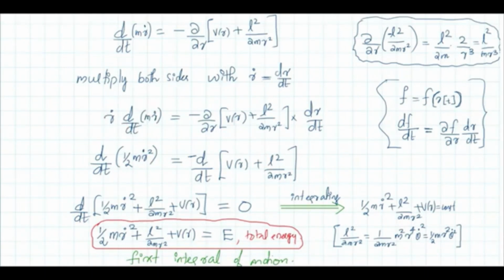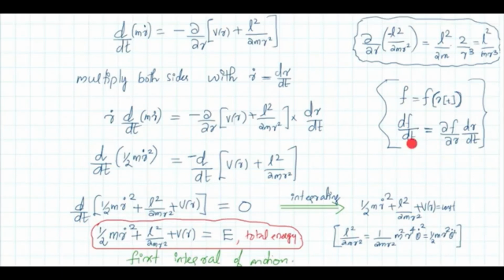Right hand side you can write it as a total differential minus d by dt of v of r plus L square by 2mr square. Because suppose you have a function f which is a function of r, but that r is a function of t. f has no explicit dependence on t. f is a function of r and r depends on t.